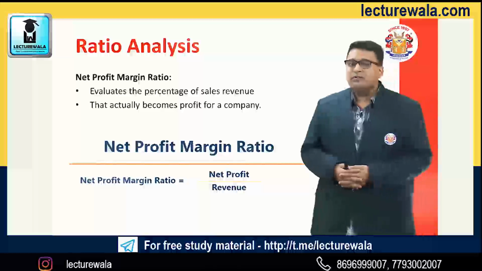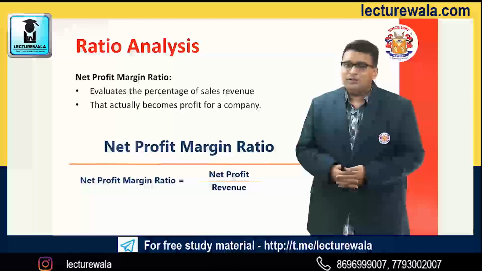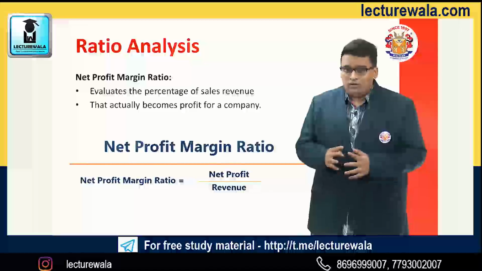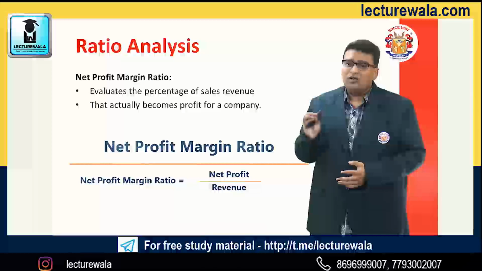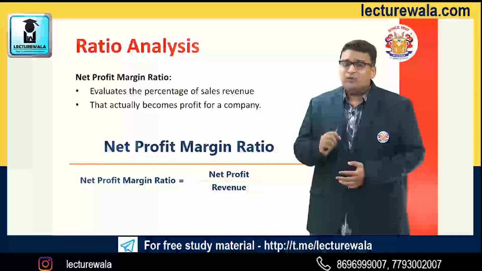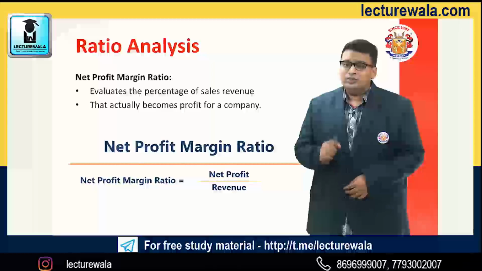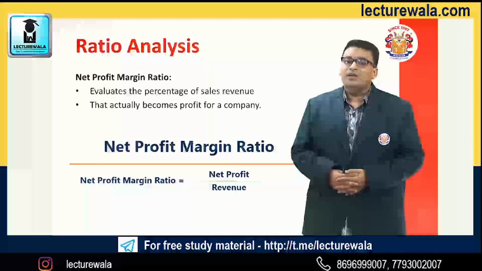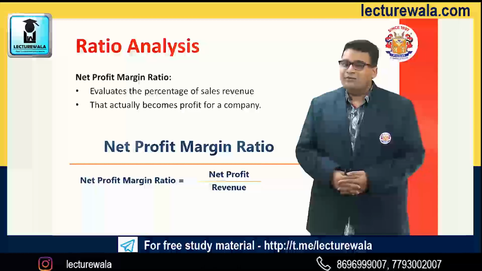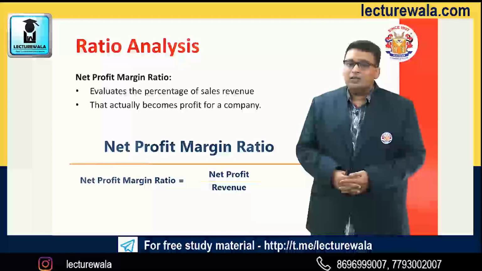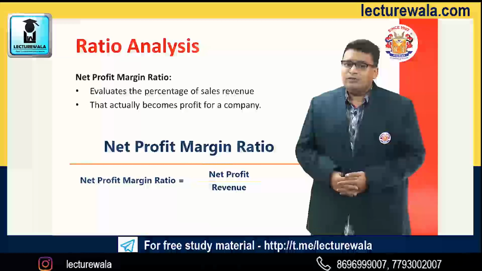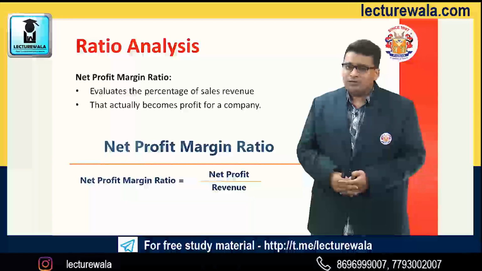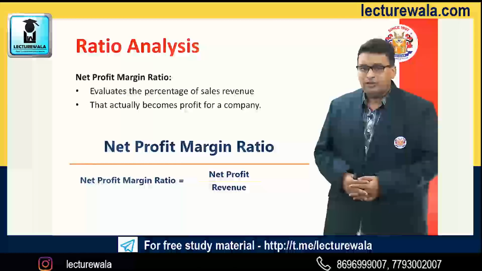That means if a company has made sales of $100 and the company is earning a net margin of $25, that means out of the $100, the company's profit is $25, which has actually been earned by the company. That's why its formula says net profit margin equals net profit divided by sales into 100. That means out of the sales revenue made by the company, how much net profit is being made during a particular year.